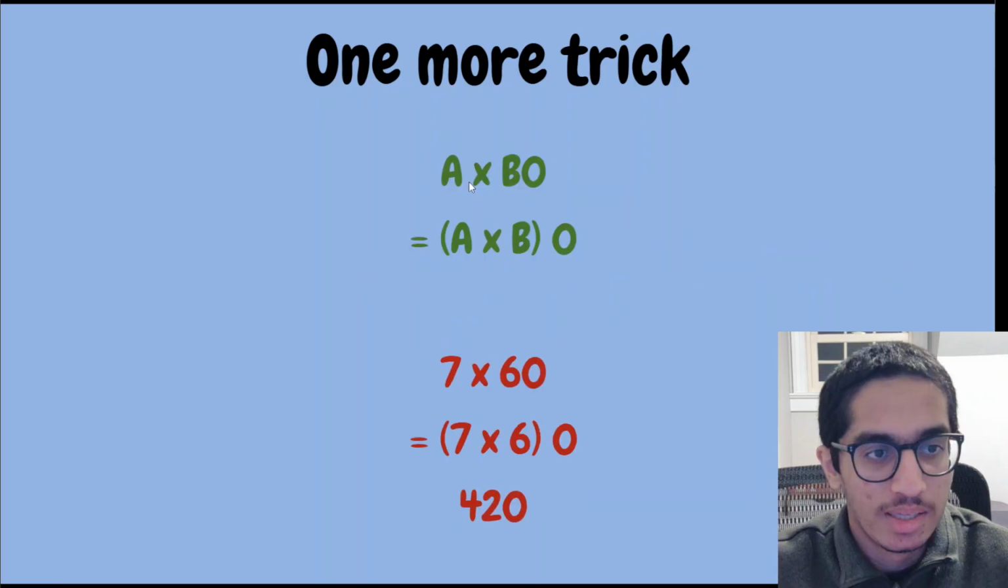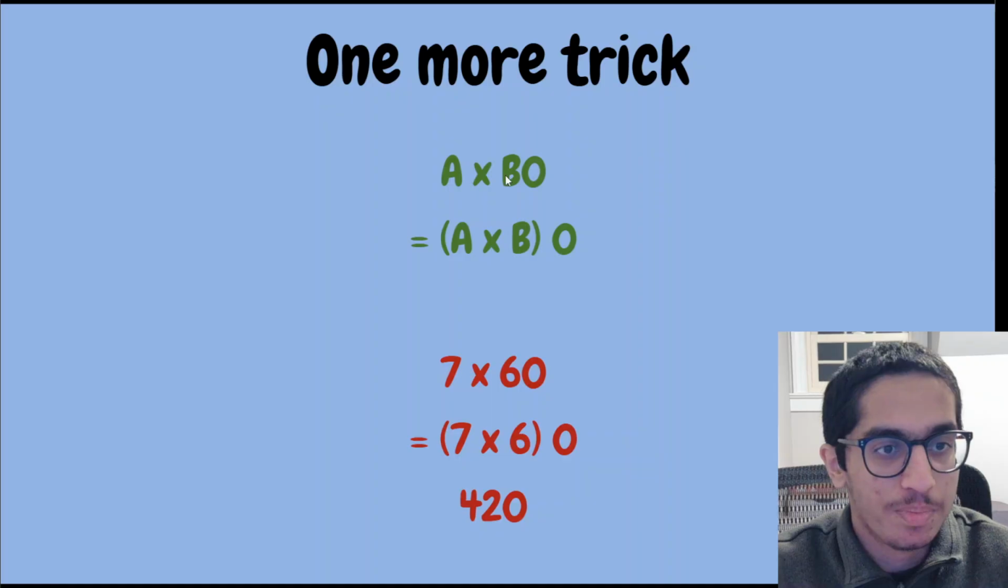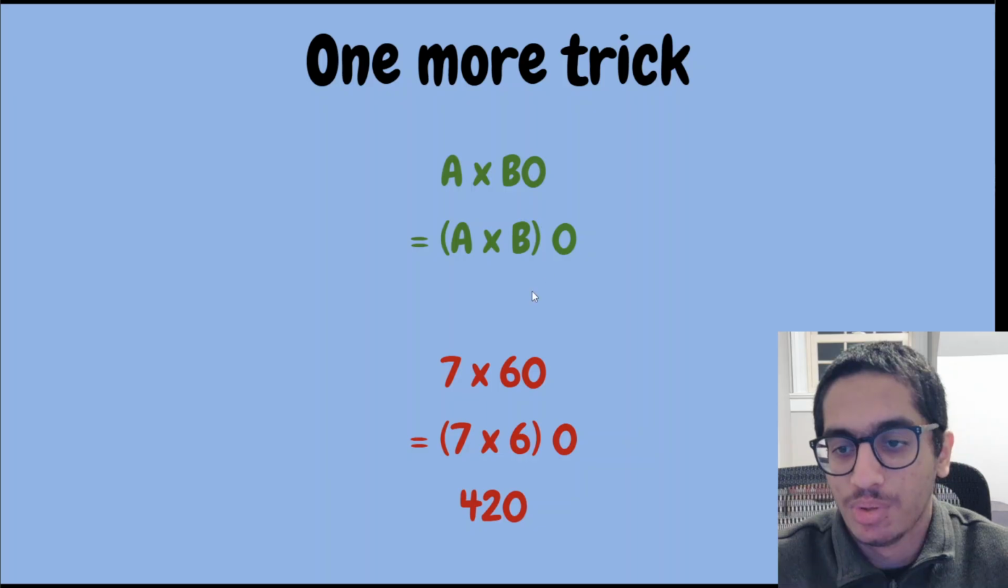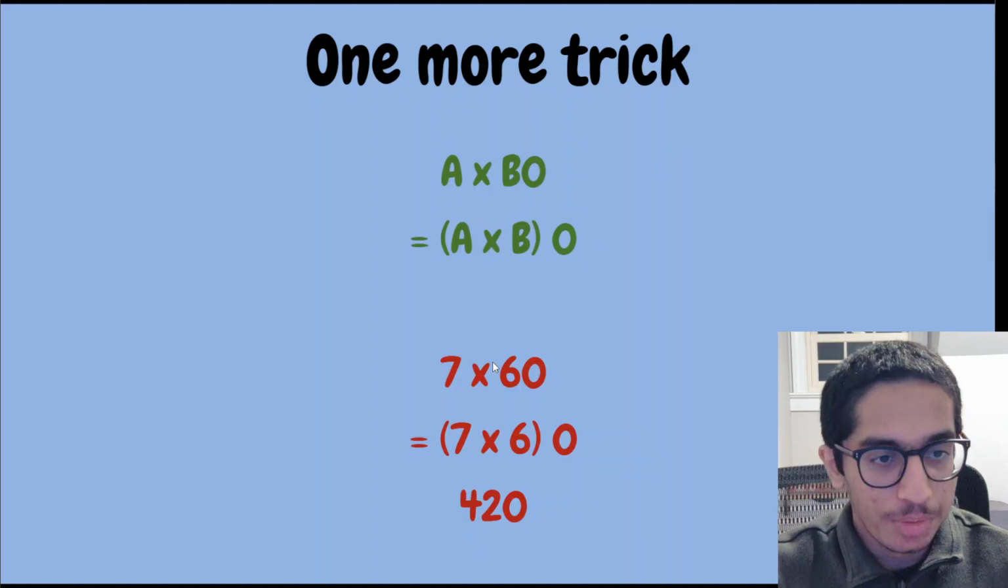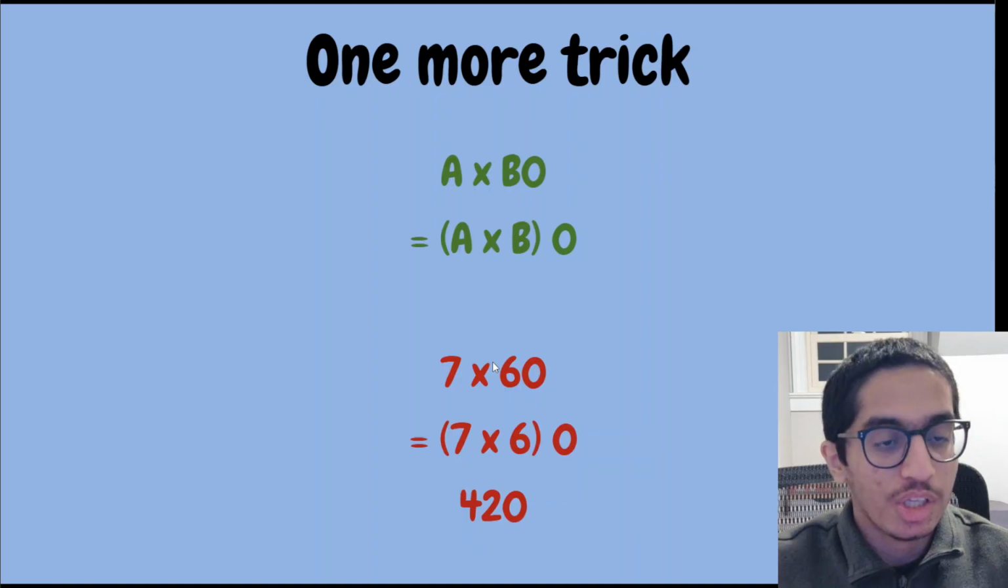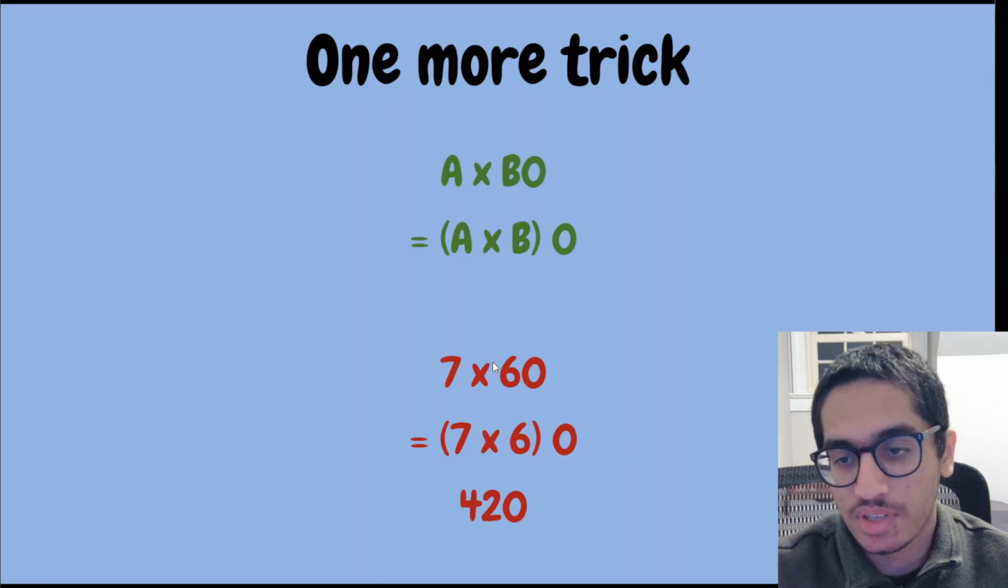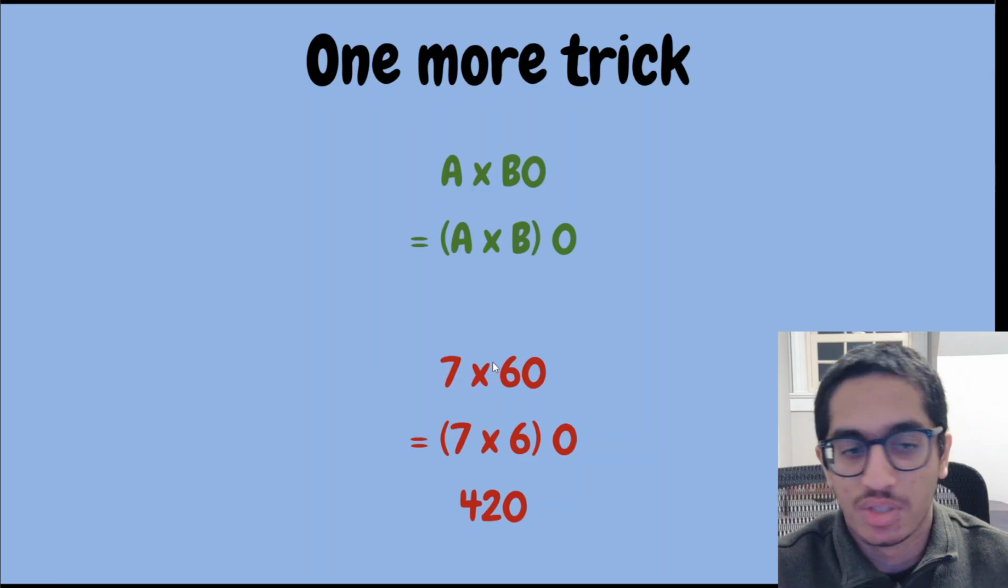Here's what I was talking about. A times B times 0. I can just do the numbers A times B and then the 0. So if you don't want to do all the work that I did in the last problem, you can look at it like this. 7 times 60, you do 7 times 6, and then add a 0 at the end. 7 times 6 is 42, we should know that, and then add a 0.